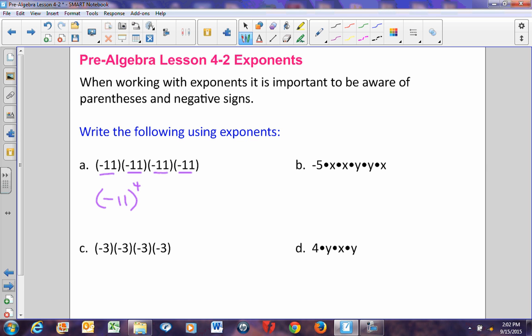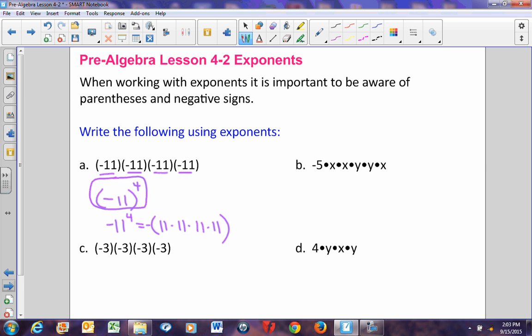If I was just to put this, it means negative 11 times 11 times 11 times 11. That's what negative 11 without the parentheses, the 4th power means. So this problem should be negative 11 inside the parentheses to the 4th power, which is outside the parentheses.